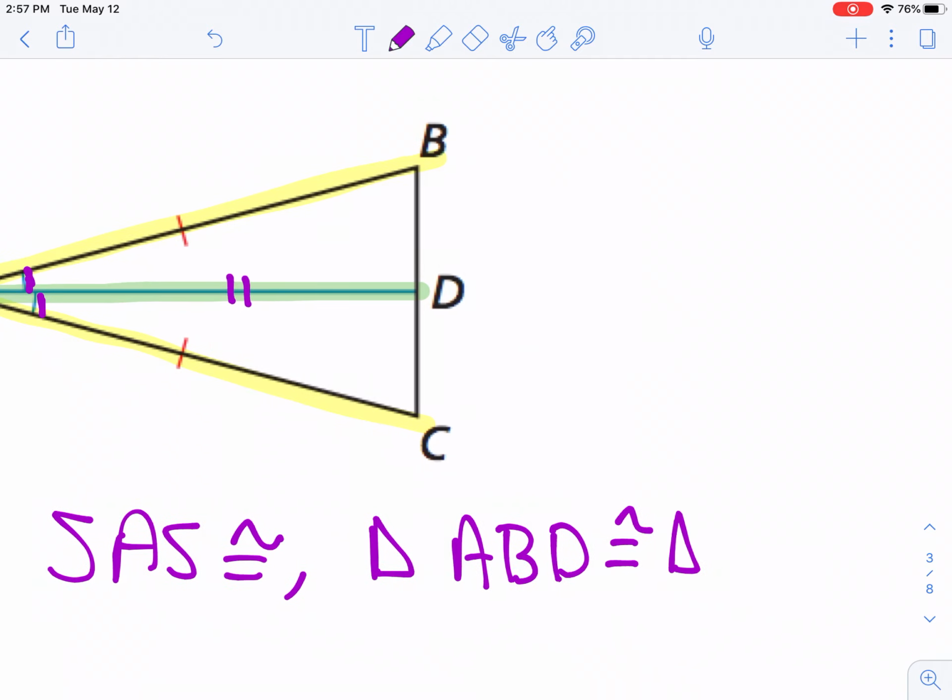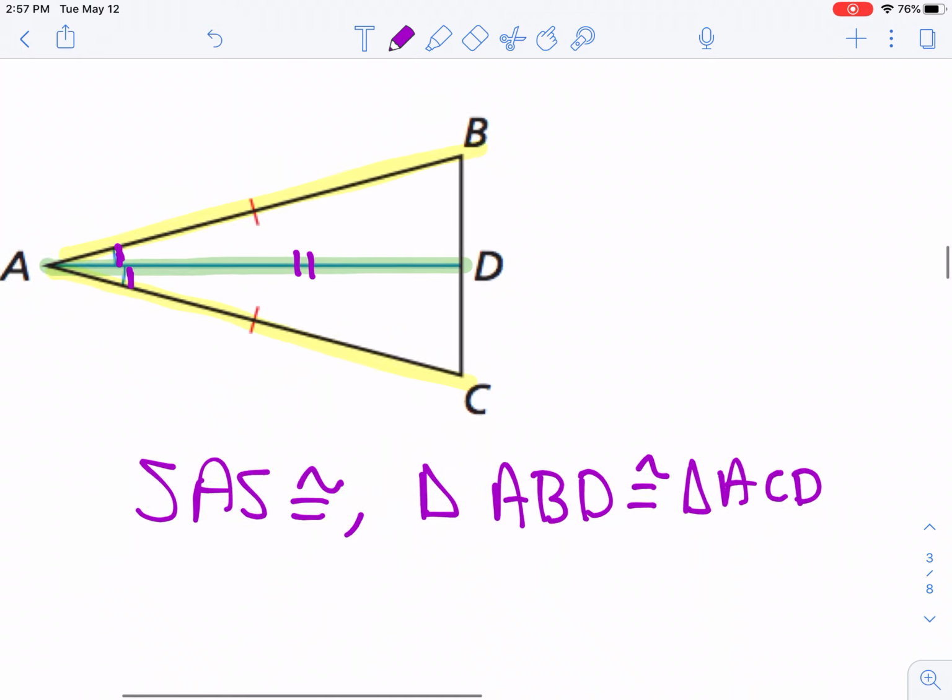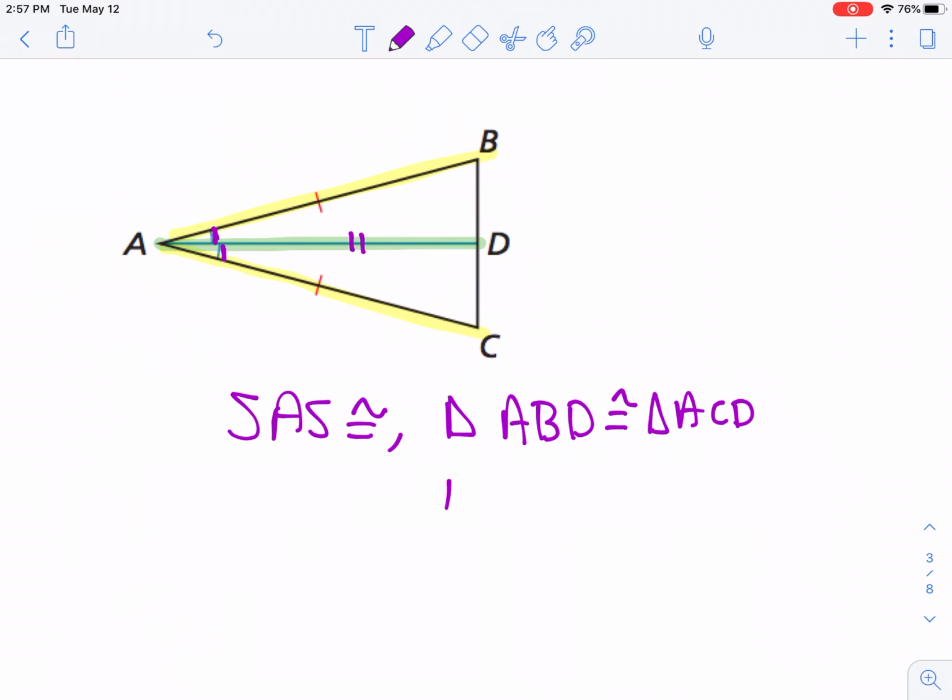And it doesn't matter where I started. I could have said for the first one, triangle BDA. If I said triangle BDA, I would just then have to say triangle CDA. Okay, so make sure you get the order of those vertices correct.